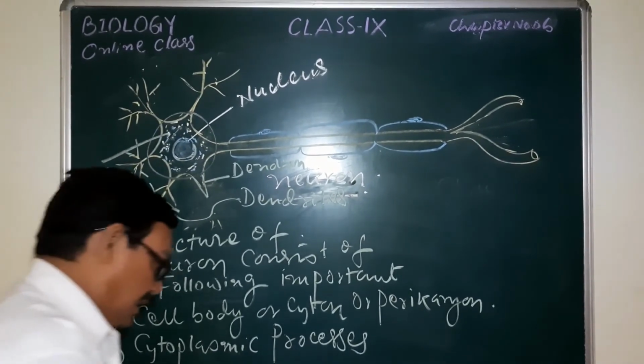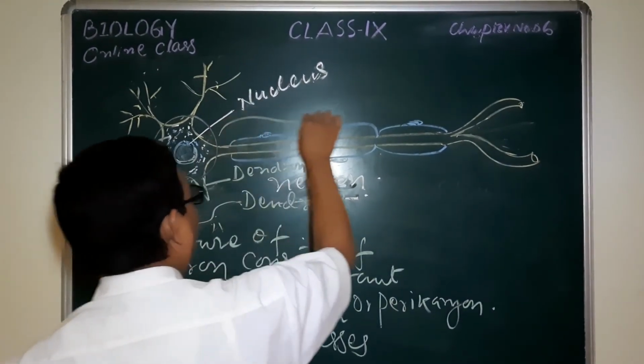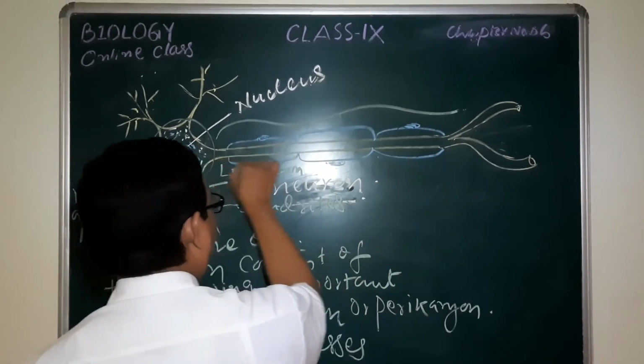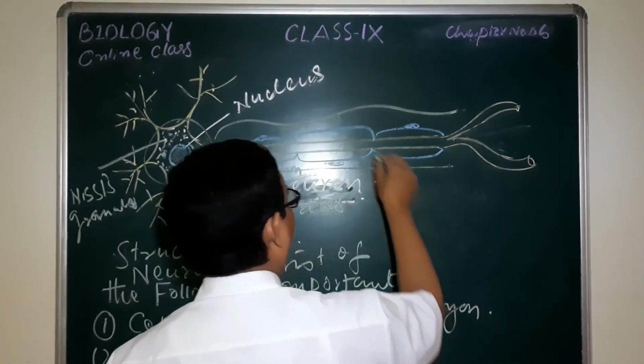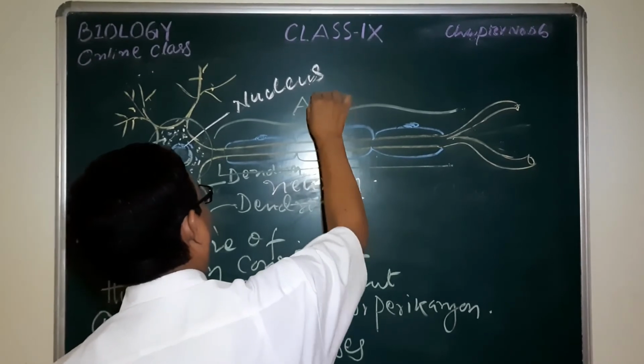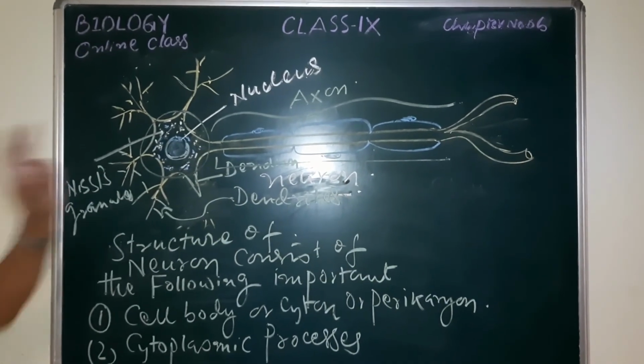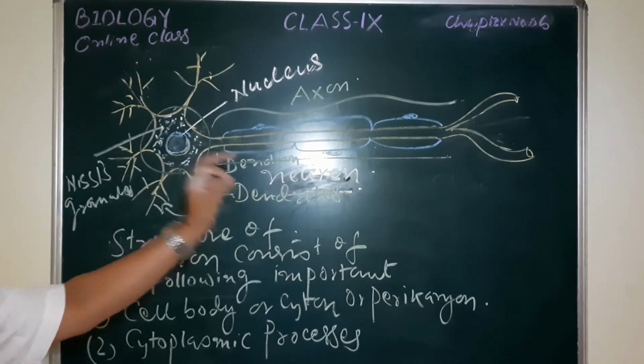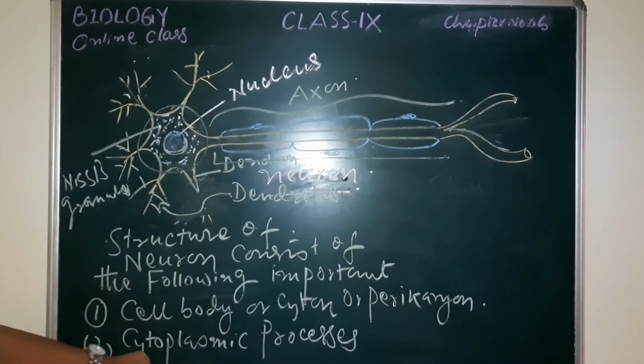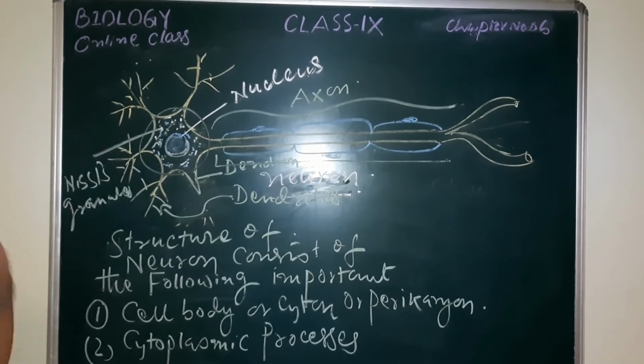The second part, that means from here to this end, that is known as axon, and this is the second cytoplasmic process. It is longer but without any branch. So this is the structure of a neuron.